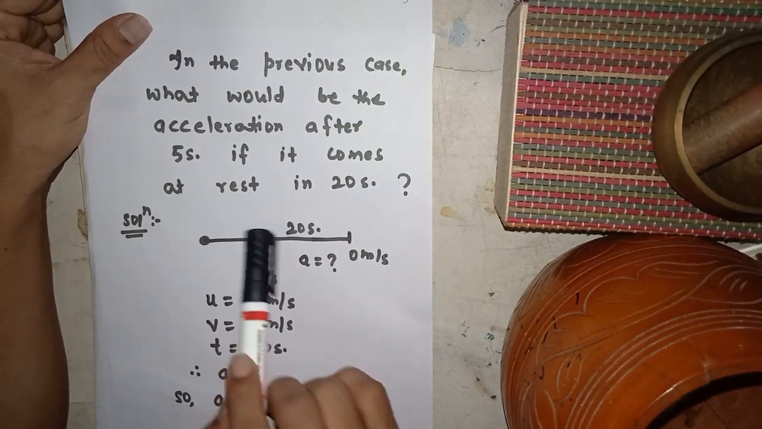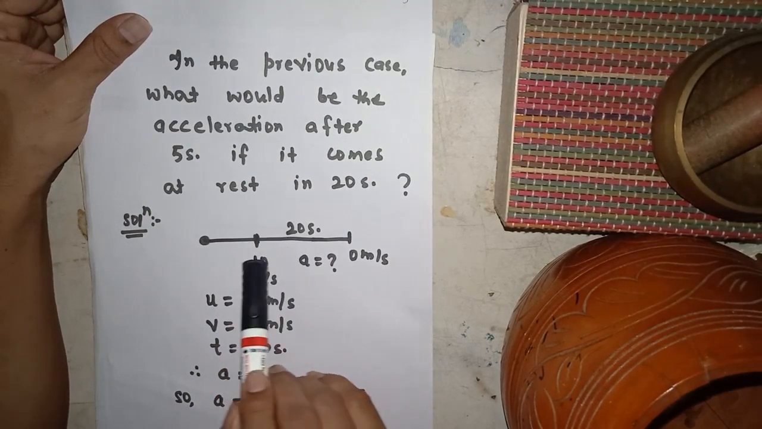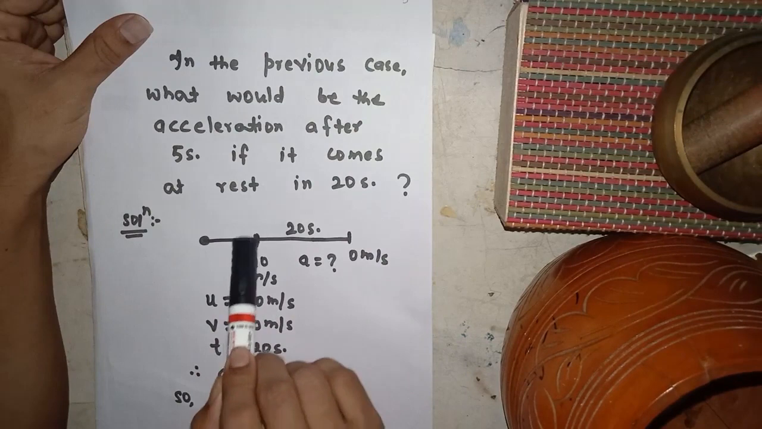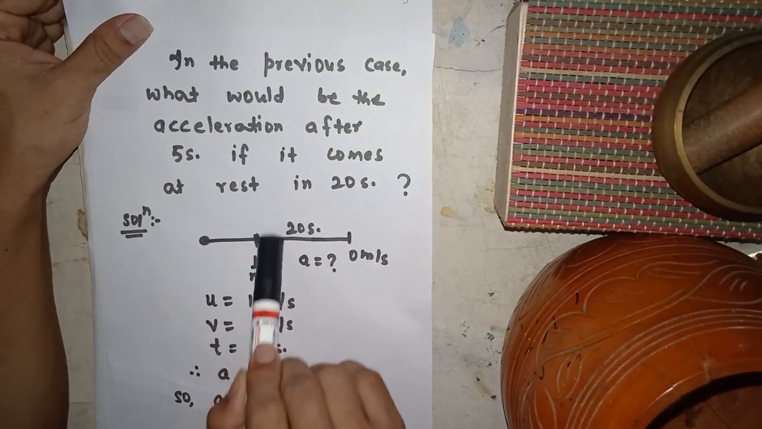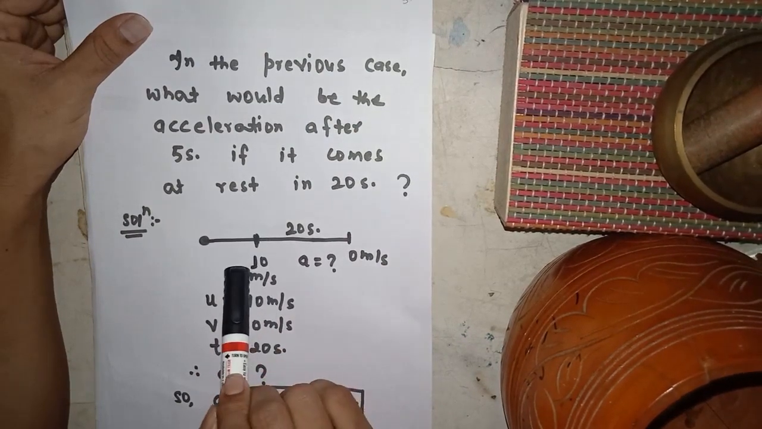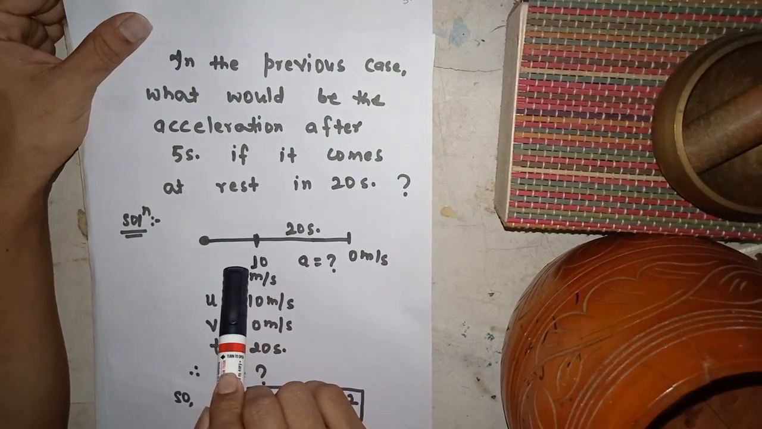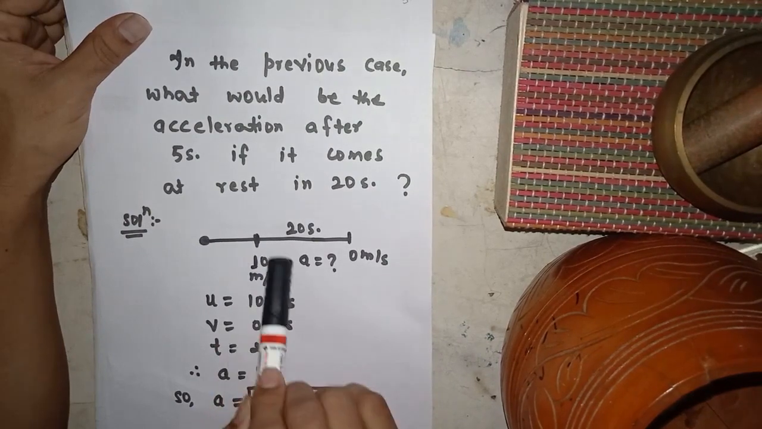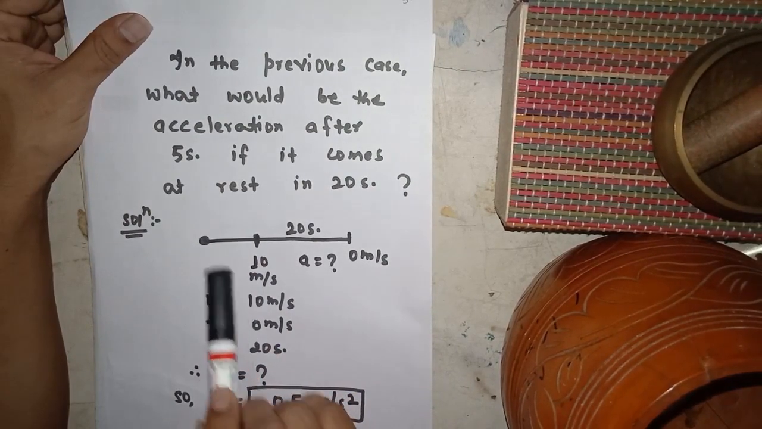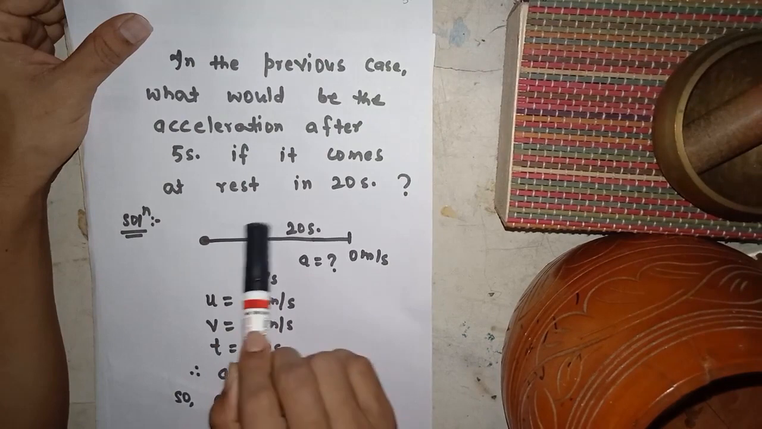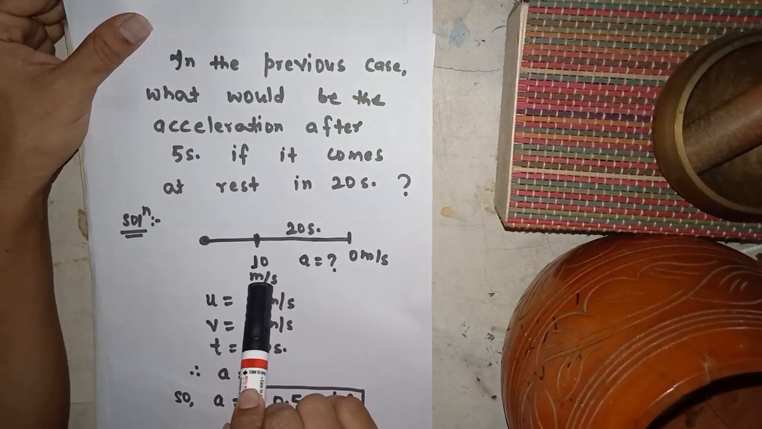So in the previous case we have already found that the velocity just after 5 seconds is 10 meter per second. Have you got the result in the previous case? If you have done your job, then you get the answer 10 meter per second. So after 5 seconds, the velocity here is 10 meter per second.